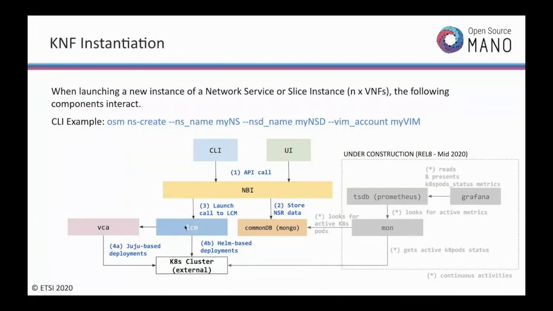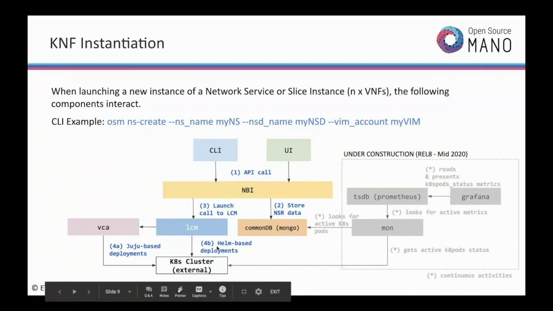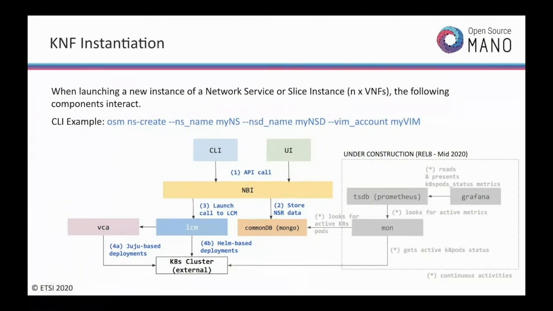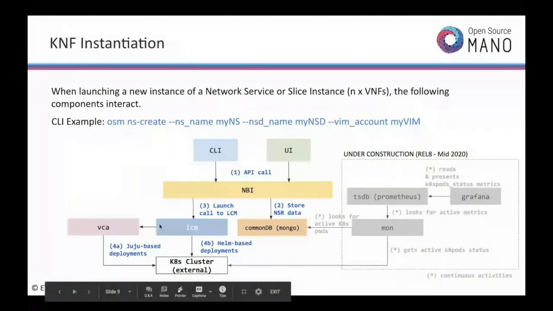We have two cases here, two mechanisms for deploying containerized network functions in Kubernetes. We have the Juju-based deployment, which uses Juju bundles, depending on the model of the descriptor of your CNF. If you're deploying that way, then VCA will take care of the instantiation through the Kubernetes cluster. And if you are doing it through Helm charts, again, that depends on how the descriptor was specified, then it will go straight to the Kubernetes cluster and deploy it using Helm.